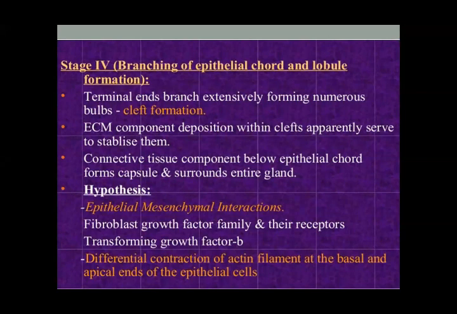Terminal ends branch extensively, forming numerous bulbs. Gland formation: ectomesenchyme component deposition within the glands apparently serves to establish them. The connective tissue component below the epithelial cord forms the capsule and surrounds the entire gland.